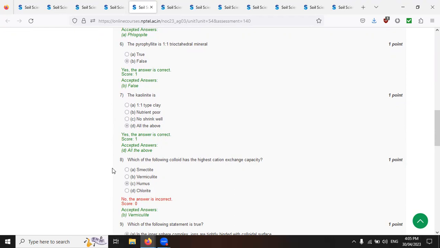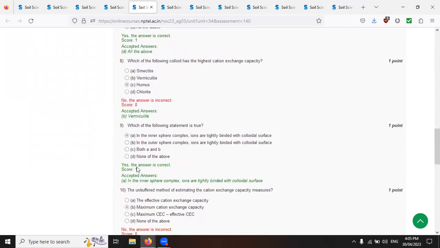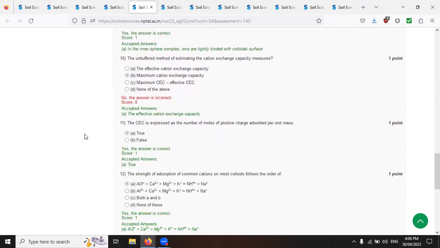Which of the following colloids has the highest cation exchange capacity? Smectite, vermiculite, humus, or chlorite? Vermiculite. Which of the following statements is true? In the inner sphere complex, ions are tightly bound, or is it the outer sphere? It's the inner sphere. The unbuffered method of estimating the CEC measures the effective cation exchange capacity. The CEC is expressed as a number of moles of charge adsorbed per unit mass. True or false?